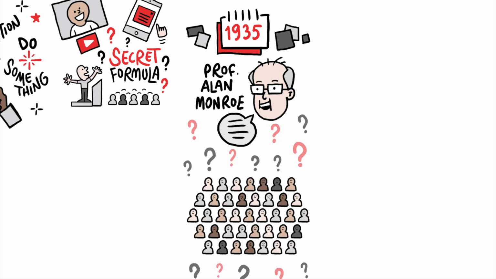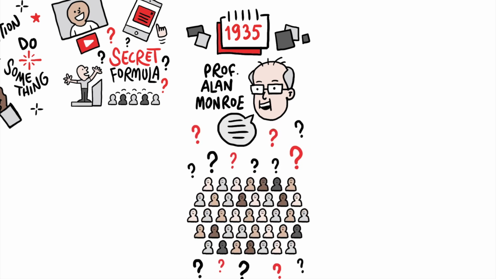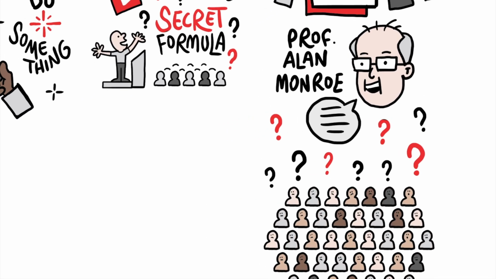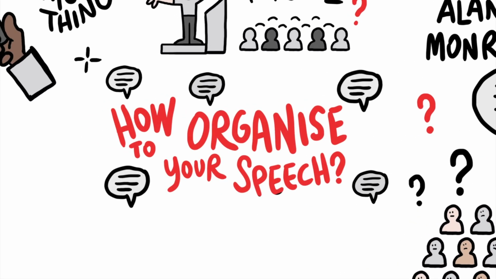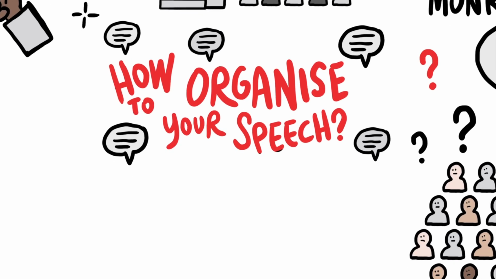In 1935, Professor Alan Monroe was teaching public speaking at Purdue University in America, and his students faced a problem. They knew what idea they wanted to get across, but they didn't know how to organise their speech so that people would listen, agree, and act.